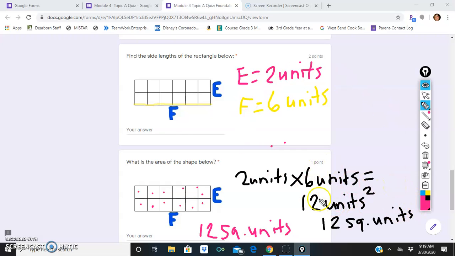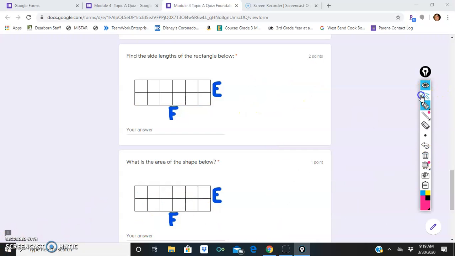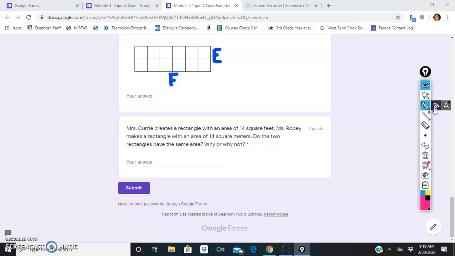All right, let's take a look at the last question, which about half of us got right, half of us got wrong. So let's take a close look at that. All right, so it says here, Mrs. Curry creates a rectangle with an area of 14 square feet. So that seems important. I'm going to highlight it. Miss Roby makes a rectangle with an area of 14 square meters. Oh, look at that. Do the two rectangles have the same area? Why or why not?